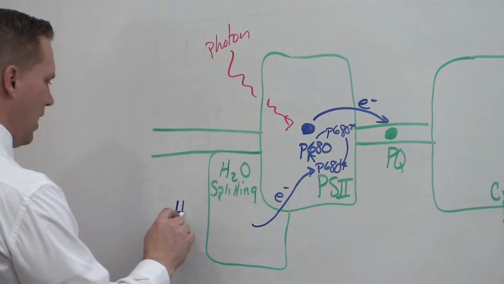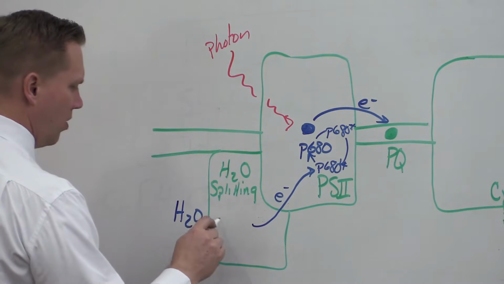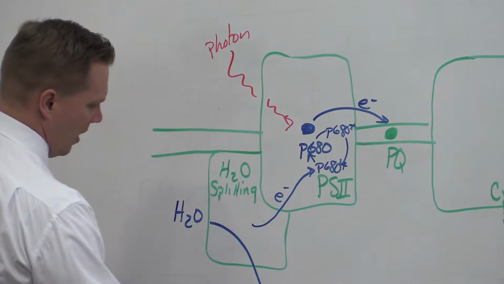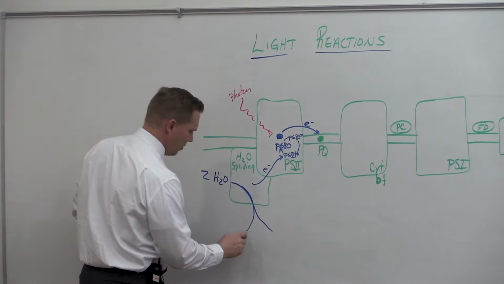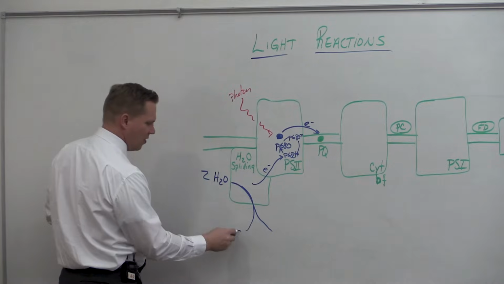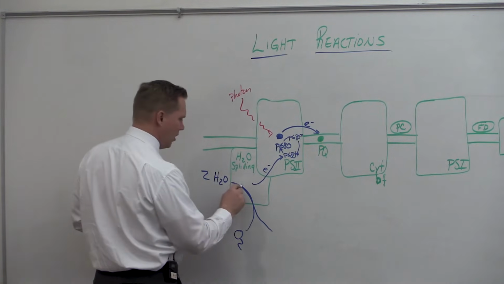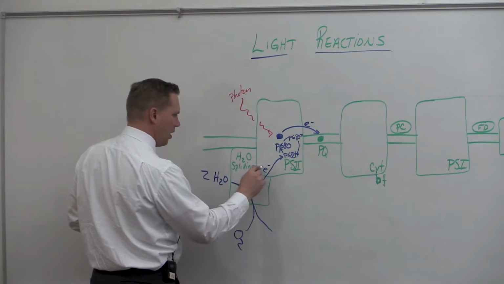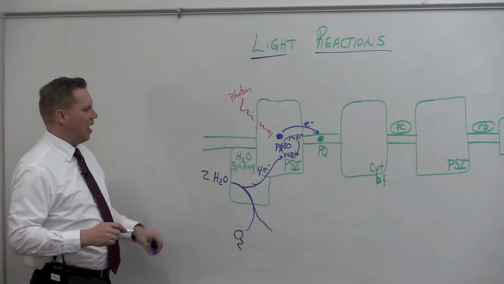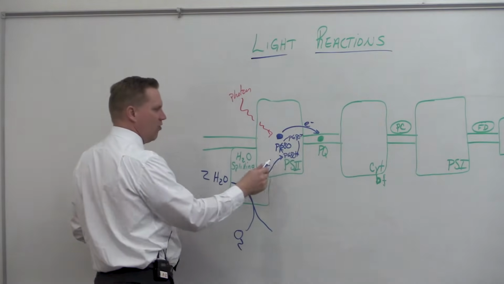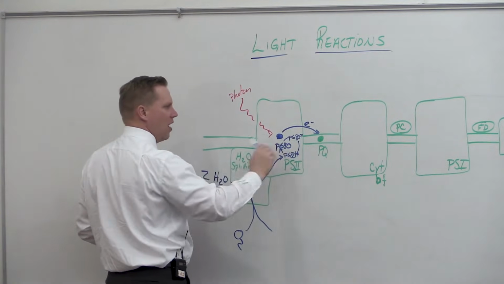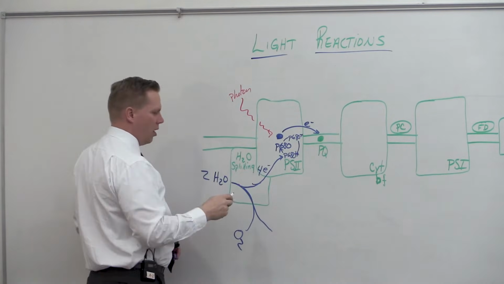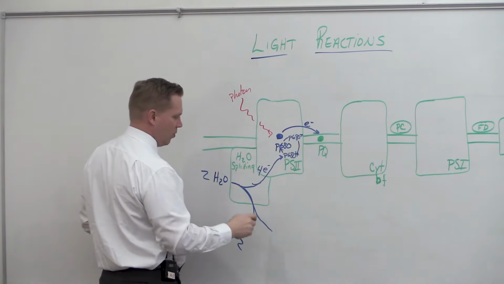We're going to take a water molecule, and as the name implies, we're going to split it. We're actually going to take two water molecules. And we're going to take the two oxygens and we're going to form an O2 out of it. Out of that, we get 4 electrons. And those 4 electrons are going to be what we feed one at a time into the P680 cycle and send those electrons through our electron transport chain.